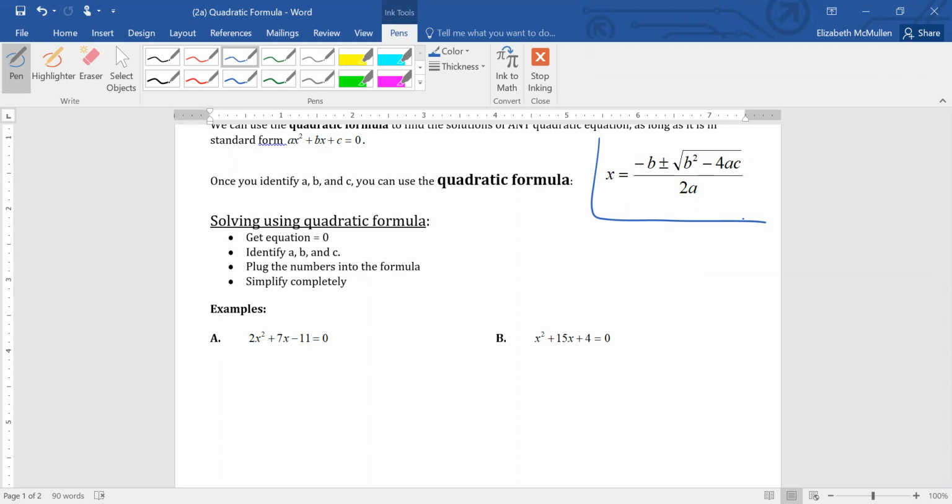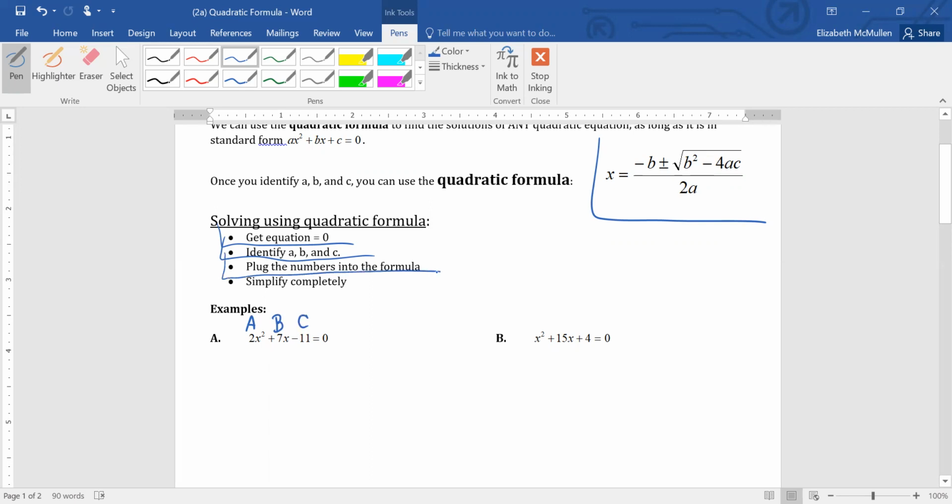All right, so first steps. Number 1, get the equation equal to 0. If it's not equal to 0, you need to manipulate the equation so that it is equal to 0. This will not work if it's not equal to 0. Next step, identify A, B, and C. If you've got them in order, so x squared first, then x, then your constant, the number with no x, then they're alphabetical, right? So looking at A, we have A, then we have B, and then we have C.